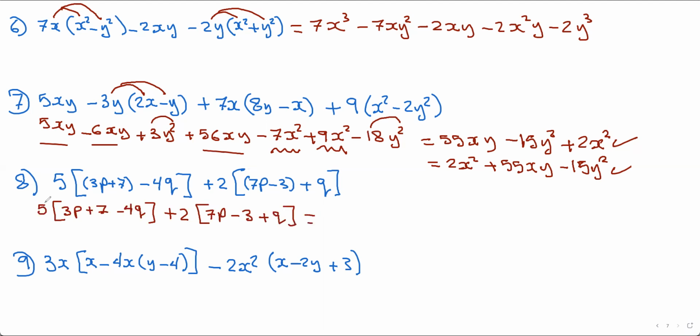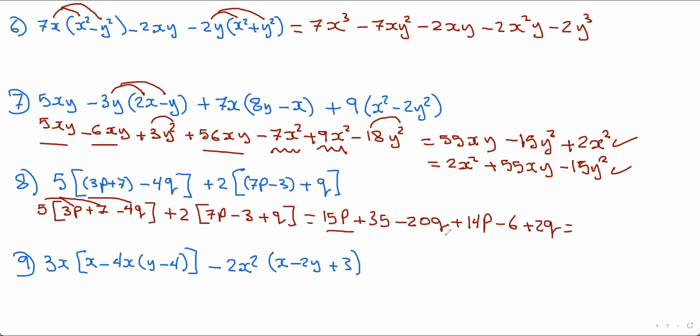Now, this 5 has to be distributed into here, into there, and into there. So 5 times 3p is 15p. And 5 times 7 is 35, so plus 35. 5 times -4q is minus 20q. Plus 2 times 7p is 14p. And 2 times -3 is just -6. And 2 times positive q is just plus 2q.